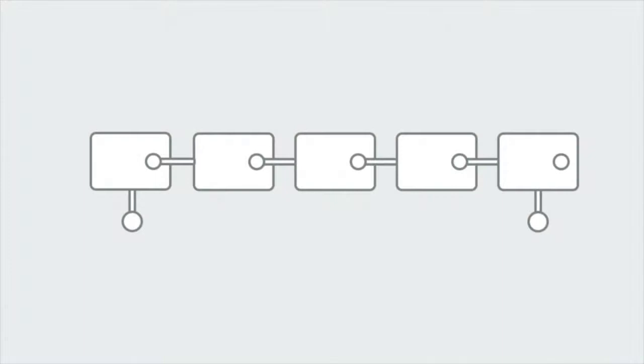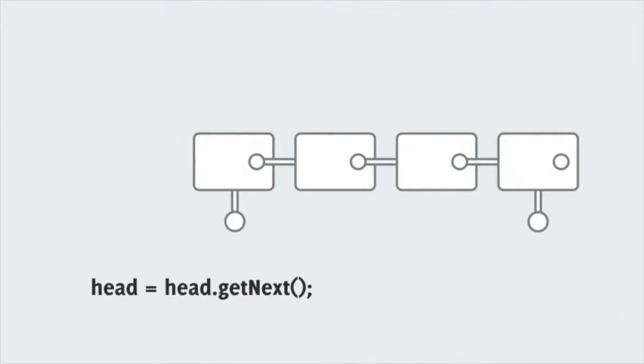Removing the first node from a list is not difficult. All you need to do is update the head reference to reference the second node in the list.